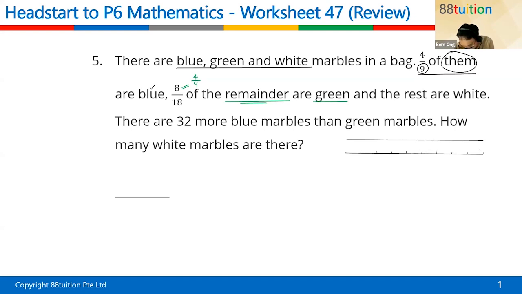All right, so I draw out my 9 boxes like this. 1, 2, 3, 4, 5, 6, 7, 8, 9. Is that okay? And this 9 right down here actually represents the what? We call this the total. And the question says 4 out of 9 of the total are blue. So I purposely shade 1, 2, 3, 4. And I call this blue.